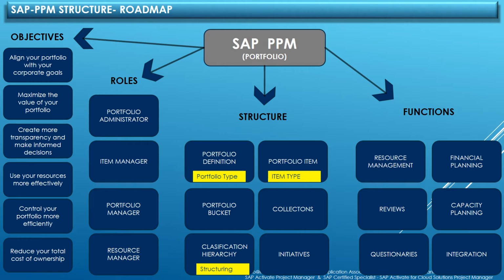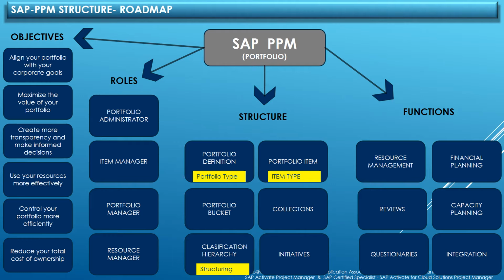Create more transparency and make informed decisions. PPM combines data from SAP and external systems so that underachieving or overlapping projects and capacity bottlenecks can be quickly recognized and adjusted.